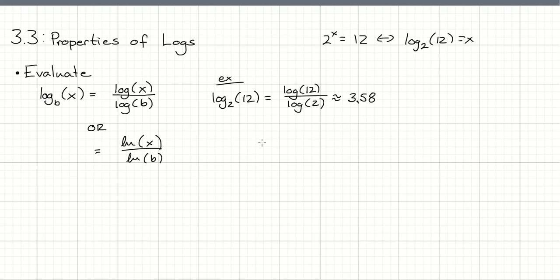Do me a favor again on your calculator. Ask it real quick, what's the natural log of 12 over the natural log of 2? I have a feeling it's probably 3.58. Okay. We now have a way to evaluate logs of wonky numbers. And it turns out, it doesn't matter what the base is here, we could use whatever we wanted.